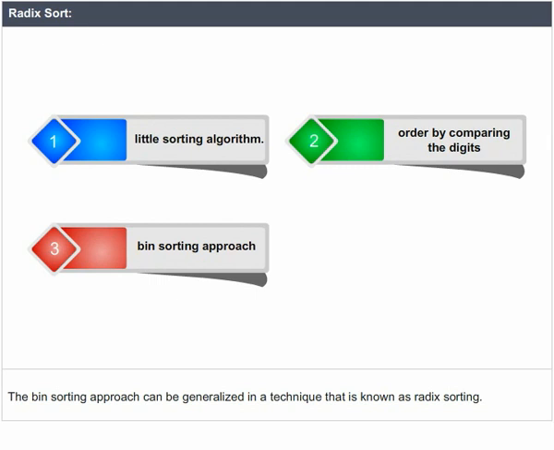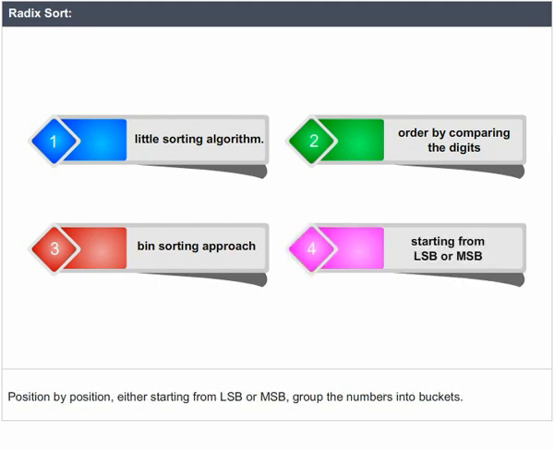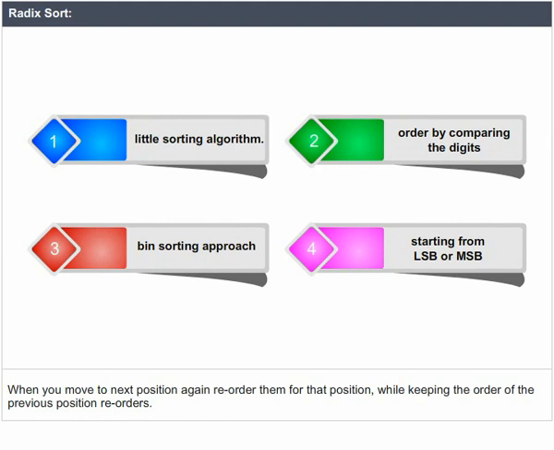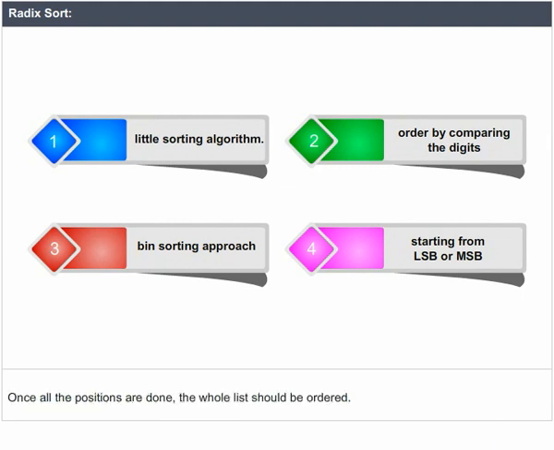Position by position, either starting from LSB or MSB, group the numbers into buckets. When you move to the next position, again, reorder them for that position, while keeping the order of the previous position reorders. Once all the positions are done, the whole list should be ordered.